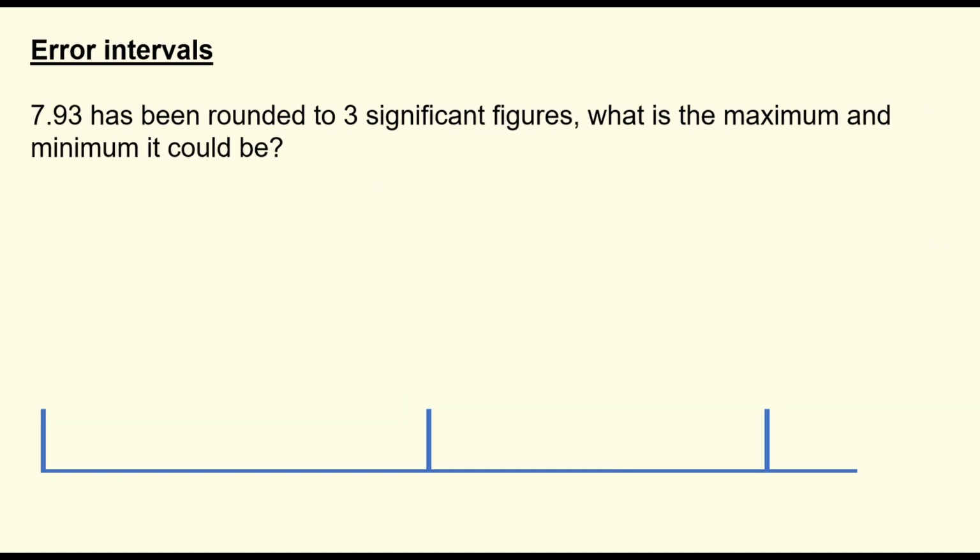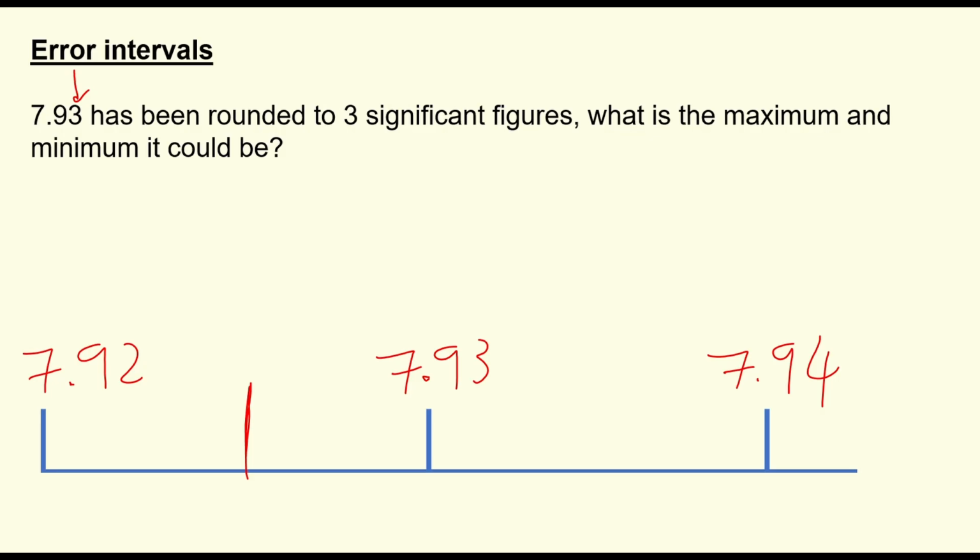Okay, just to make it a little bit more tricky, significant figures, but actually it's not really that much trickier. You know it's been rounded to 7.93. You know the third significant figure is there. That means it's basically the same as it's been rounded to 2 decimal places. So if we count up to 2 decimal places, the next number after 7.93 will be 7.94. The number below 7.93 will be 7.92. So again, looking at our halfway points between the two, I can write this as an error interval.